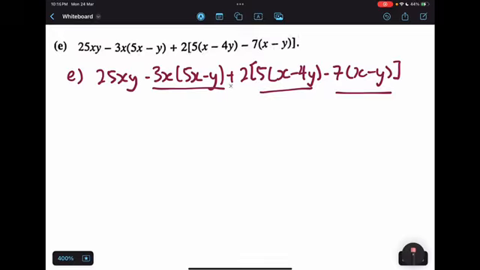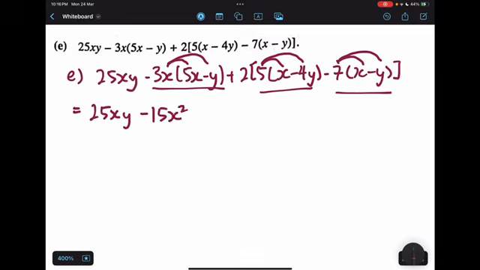So I'm not going to do the one on the outside first, but I'm going to work on the ones on the inside, the round brackets. Using the rainbow method, I am going to expand what I have in my round brackets first, and then move on to the square bracket afterwards. What I'll have is 25xy, and then here comes my first expansion. Negative 3x multiplied by positive 5x, that will give me negative 15x squared, and negative 3x times negative y, that will give me positive 3xy.